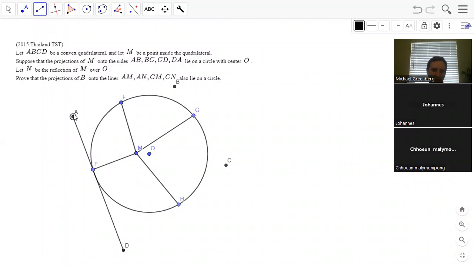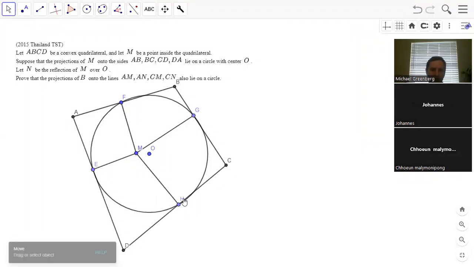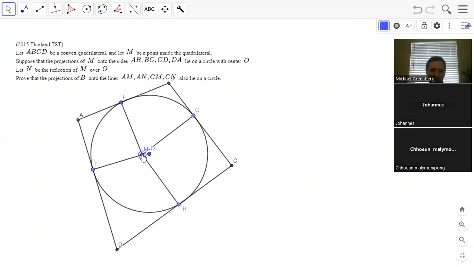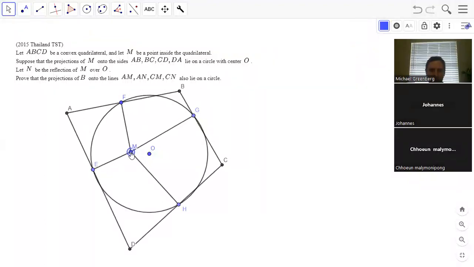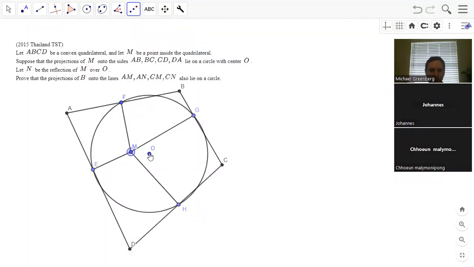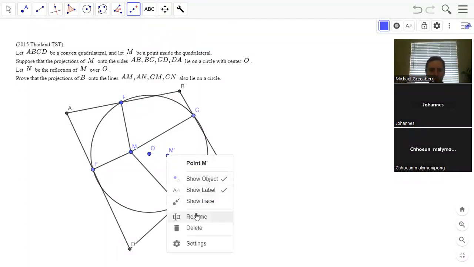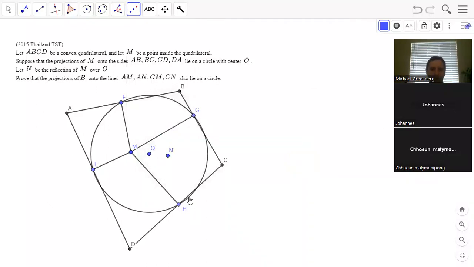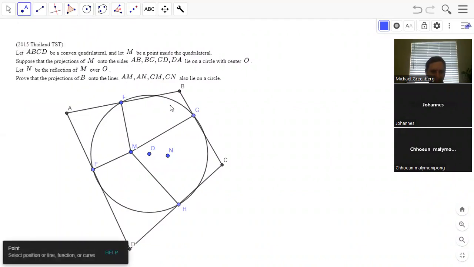Okay, so we have this, this, this, and this. We can move M around, and then we get different sorts of quadrilaterals. Okay. So N is a reflection of M over O. And now we want to show, so this looks a lot like isogonal conjugates, right? It looks like these 4 points are the projections.